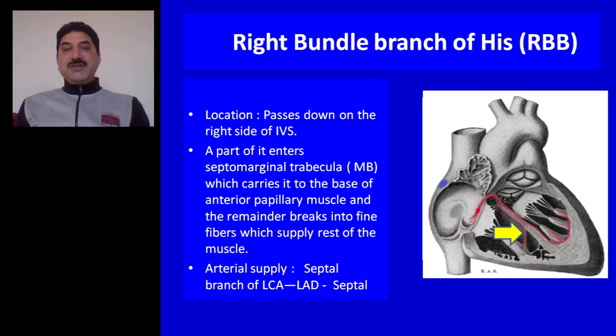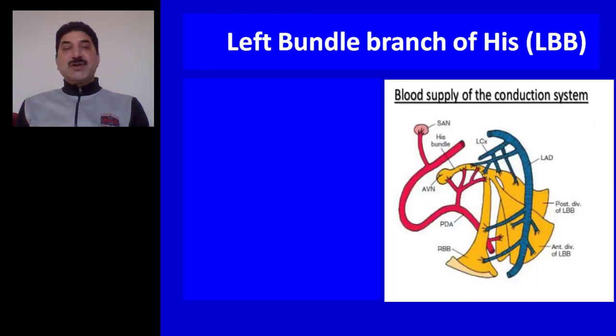Right bundle branch, as shown in this diagram. Bundle of His breaks into two parts, right bundle branch and left bundle branch. Initial part of the right bundle branch passes through the septum and a part of it passes through moderator band. This part, which is contained in the moderator band, is supplied by left anterior descending coronary artery through its septal branches. Arterial supply of left bundle branch of His.